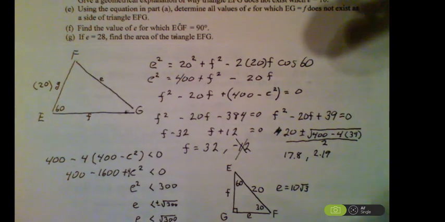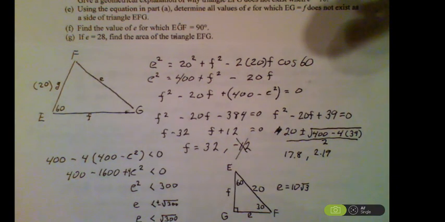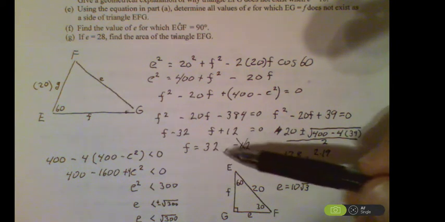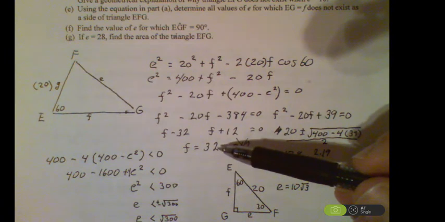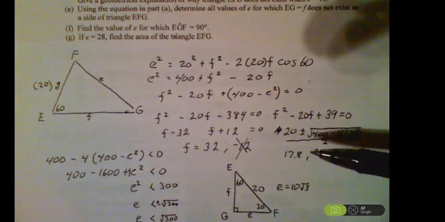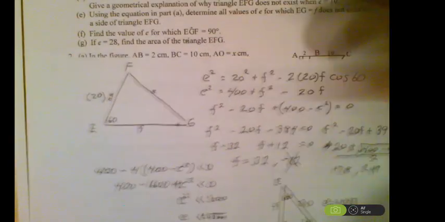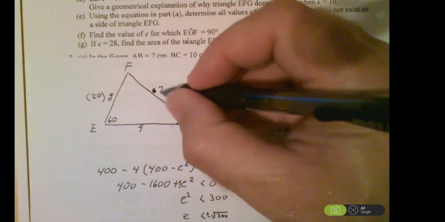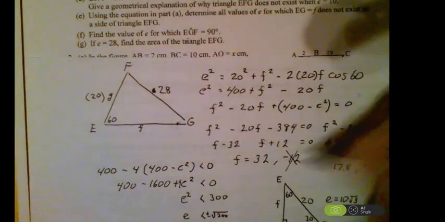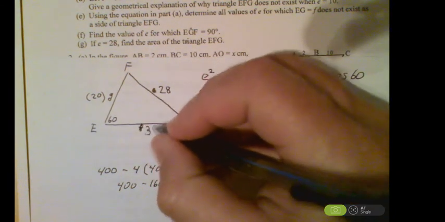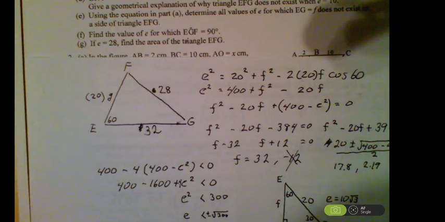So last part here, so if E was 28, and remember that's what we tested back in part B, and we came up with these two solutions right here when E was 28. So find the area of the triangle EFG. So going back up to this, if E was 28, then we figured out that side F was 32. So that was one that we had already figured out.